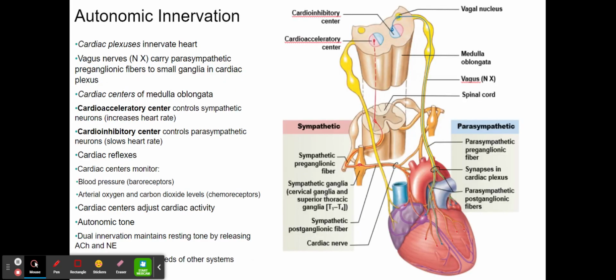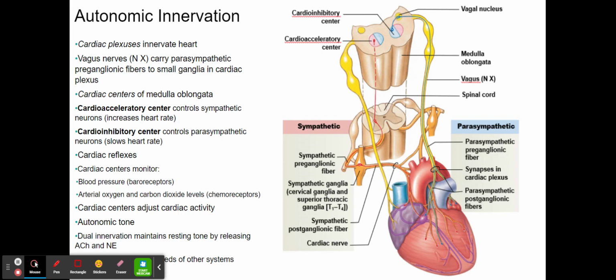The sympathetic and parasympathetic divisions of the autonomic nervous system innervate the heart by means of the nerve network known as the cardiac plexus. Postganglionic sympathetic neurons are located in the cervical and upper thoracic ganglia. The vagus nerve, or nerve 10, carries parasympathetic preganglionic fibers to small ganglia in the cardiac plexus. Both sympathetic and parasympathetic divisions innervate the SA and AV nodes and the atrial muscle cells. Both divisions also innervate ventricular muscle cells, but sympathetic fibers far outnumber parasympathetic fibers there.